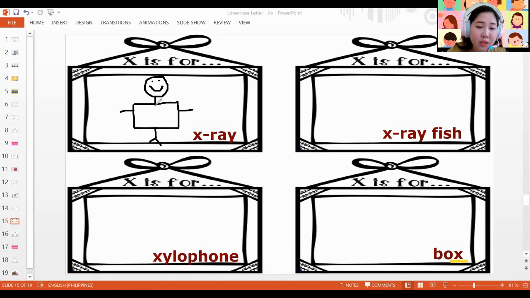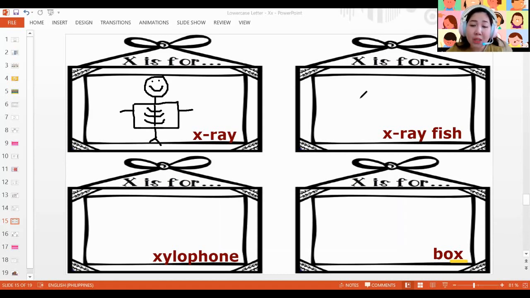So this is what his X-ray looks like. You have the bones inside. I have X is for X-ray. Did you draw the X-ray also or did you draw something else? It's okay if you drew something else. Now I will proceed to the next frame.